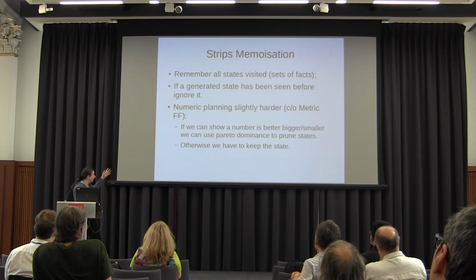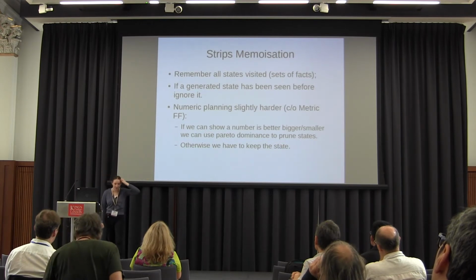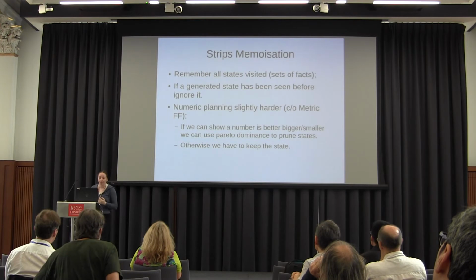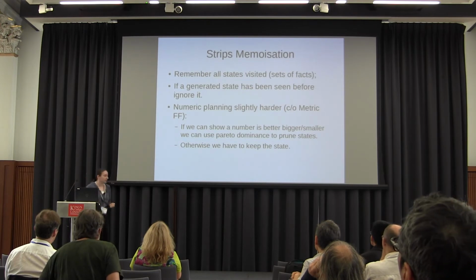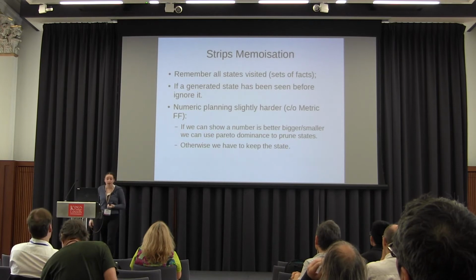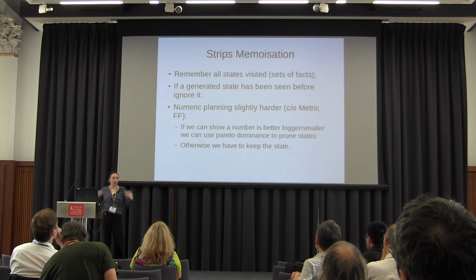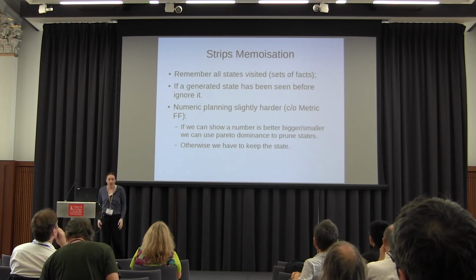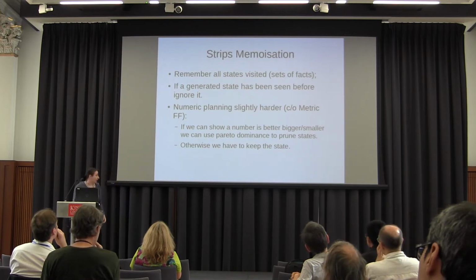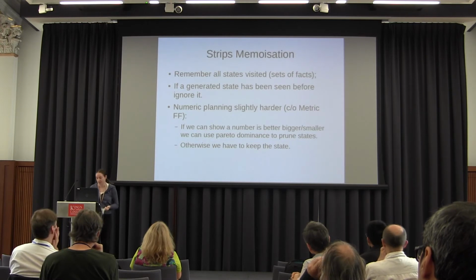Numeric planning is slightly harder. This is stuff from Metric FF back in 2000. If all your preconditions are that some variable value is greater than or equal to some value, then you can work out before you start planning that it is always better for this value to be bigger, and so you can prune any states that Pareto dominate another state that you've seen. And if you can't do that, then you have to keep the state.